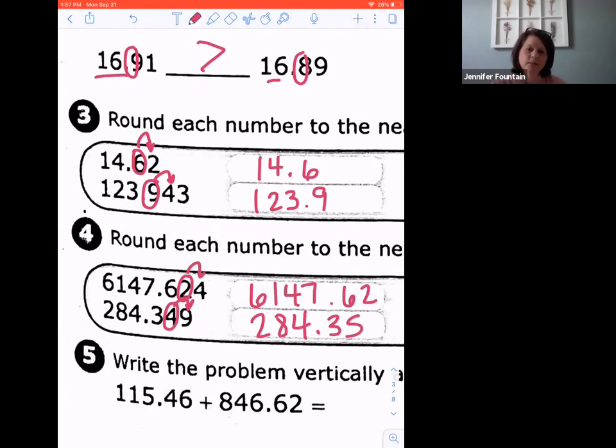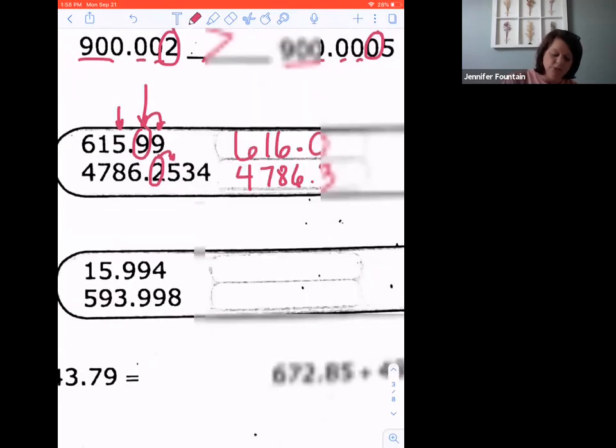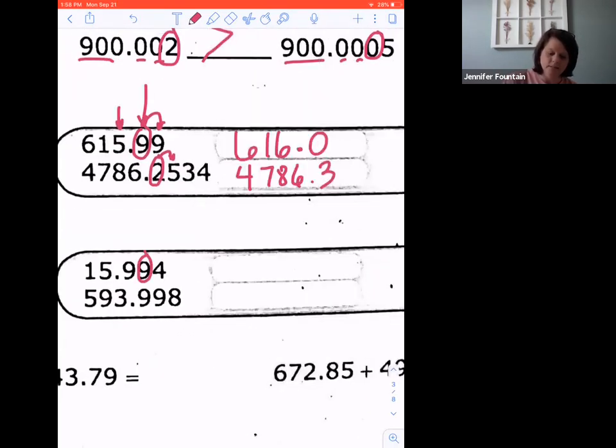Questions? Move on over. Hundredths place is a 9. His neighbor is a 4, so the 9 stays the same. 15 decimal 99.